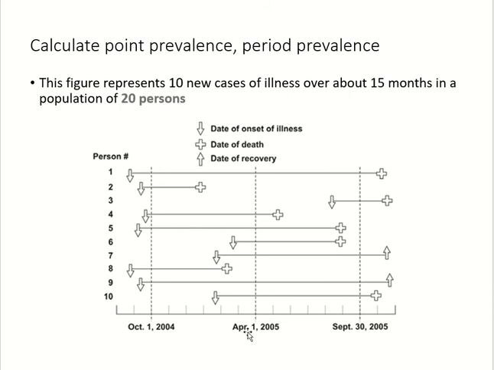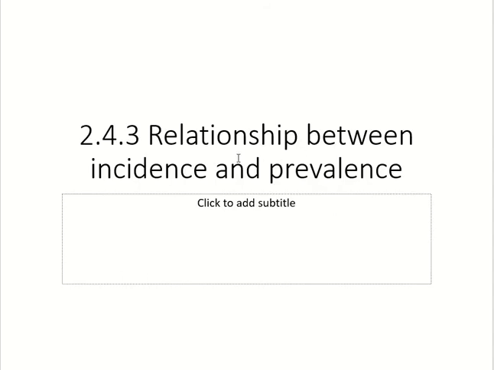If I change my period to between April 1 and September 30th, who will not be part of the numerator? Number 2 will not be part of the numerator because number 2 actually died before the study started. And also number 8 will not be part of my numerator because that person died before the study started. In fact, both of them will not be part of the denominator as well because they will not be part of the population during that specific period. Okay, so what is the relationship between incidence and prevalence?